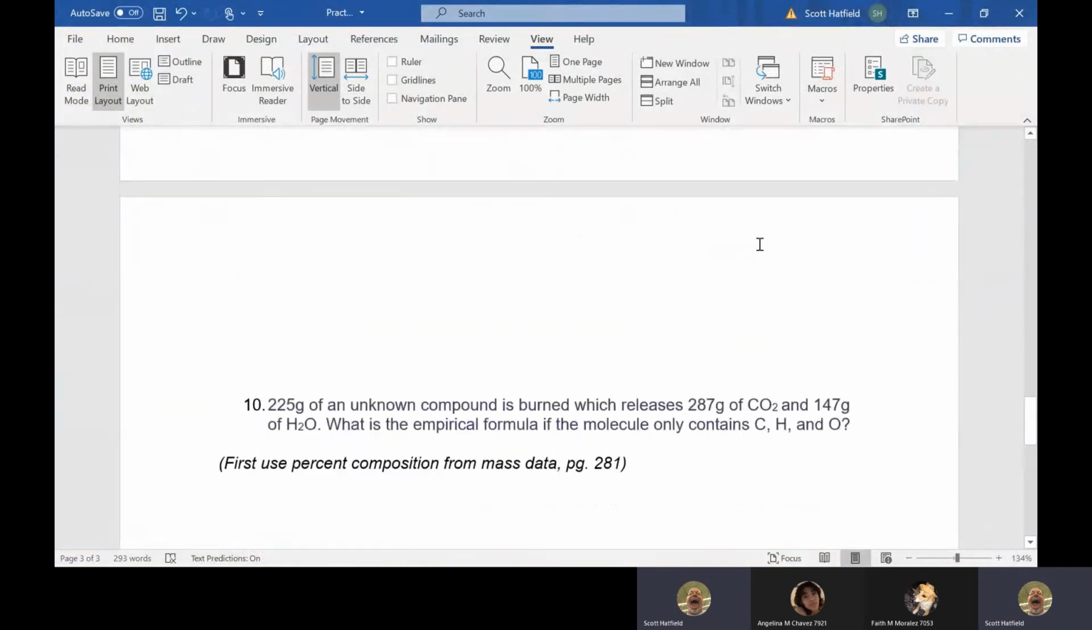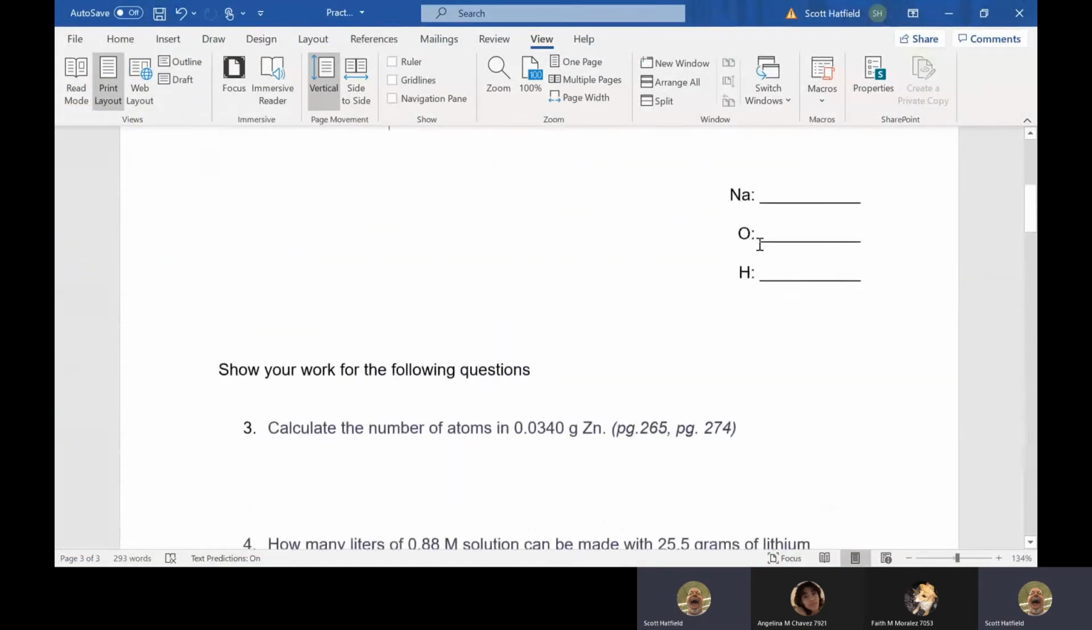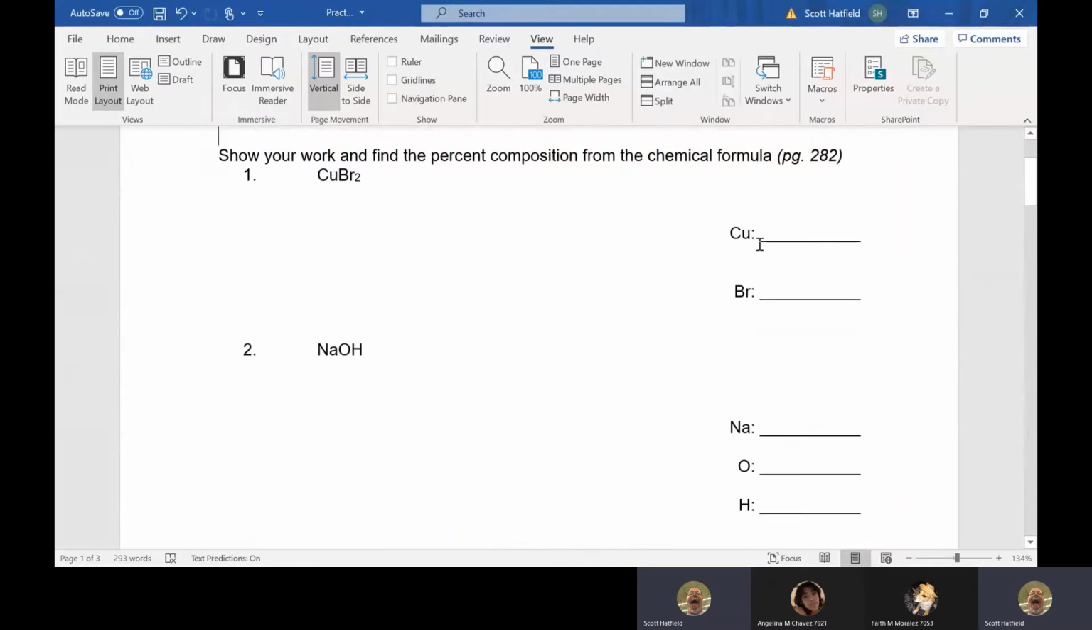If you guys are satisfied, you don't have to stay here, you can go. But if you need to go back over this stuff, then I'm happy to do it with you.